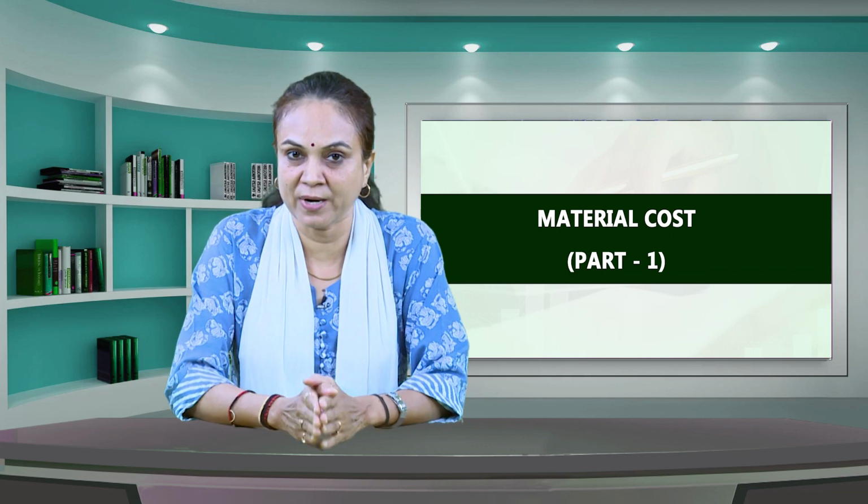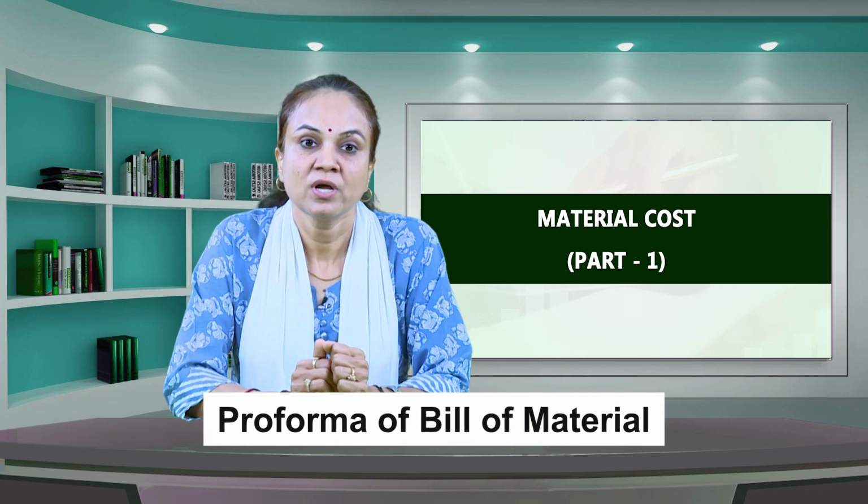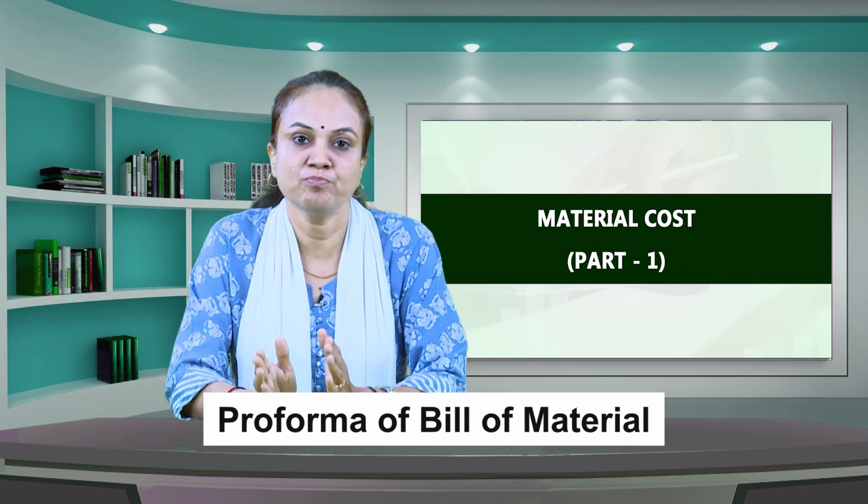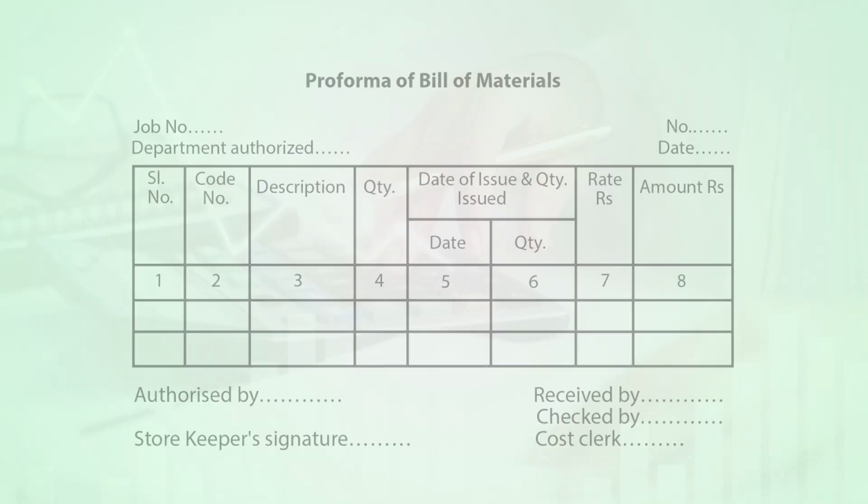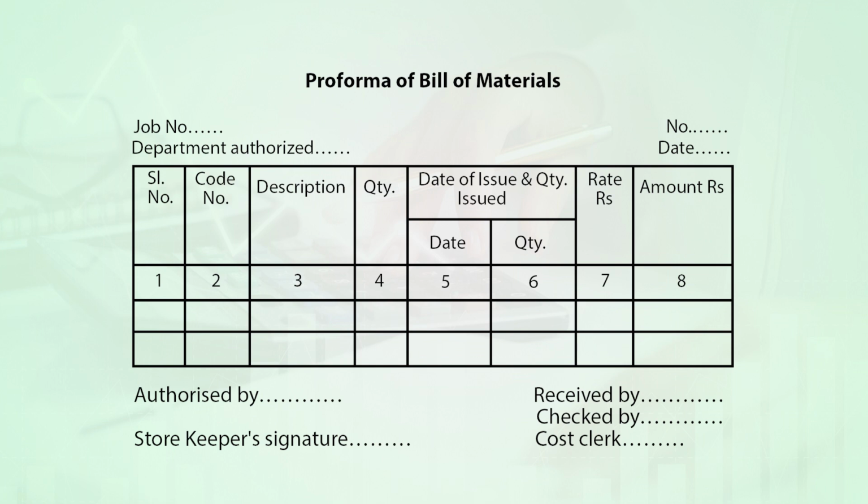Usually 4 copies of bill of material are prepared. 1 copy for production department, 1 copy for stores department, 1 copy for cost accounting department, and 1 copy is retained by the engineering or planning department. Let us have a look at the proforma of bill of materials. Let us have a look at the format of bill of material. So, the proforma of bill of material is given.